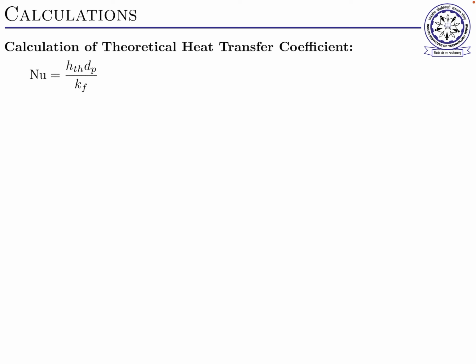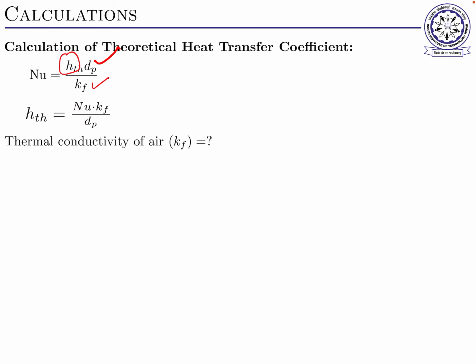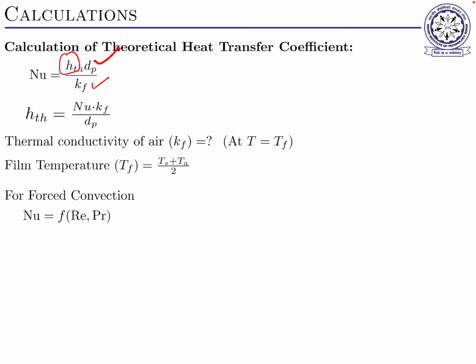We first have to find the Nusselt number, and from the Nusselt number we can get the value of h. We know this, but we don't know the value of Kf. So how will we find the value of thermal conductivity? As I already told, we need to find the film temperature. We will find the average of surface and ambient temperature, and there we will find the Kf value. Now we have found the Kf value also, but now how will we get h? We need to now find the Nusselt number.